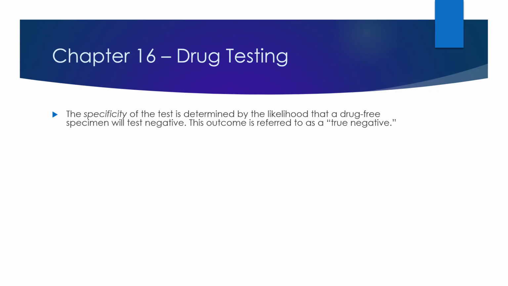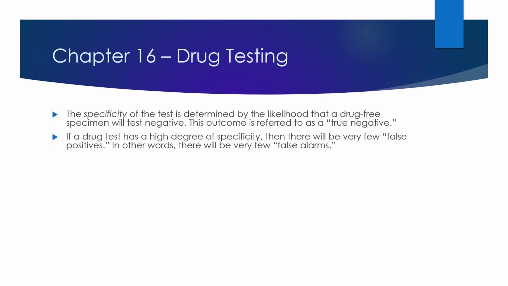So what they mean by true negative is that the test comes back negative, indicating that there's no drugs in the system, and indeed that's the case. That's the condition of the person. They didn't take the drug, and the test comes back and indicates that. That's a true negative. If a test has a high degree of specificity, then there will be very few false positives. In other words, there will be very few false alarms.